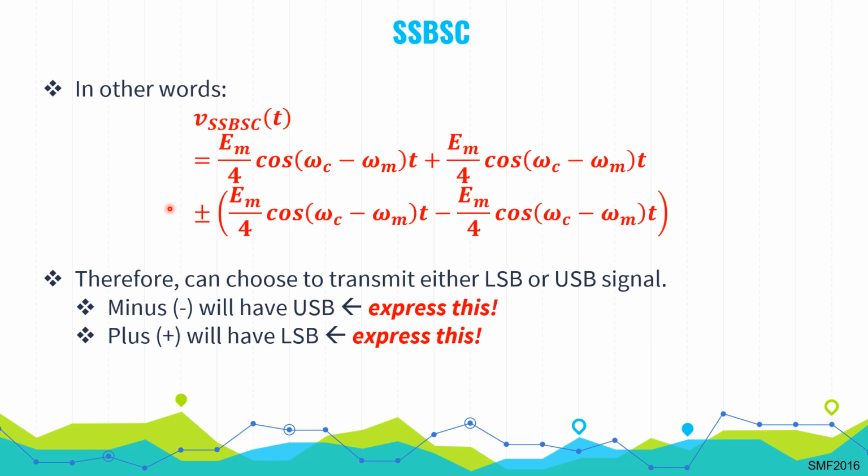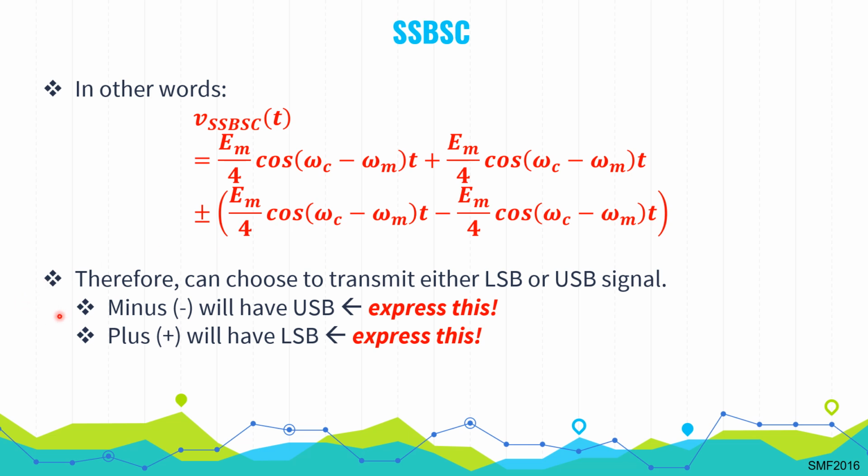This can be further simplified to V sub SSBSC of t is equal to E sub m divided by 4 cosine of omega sub c minus omega sub m times t plus E sub m divided by 4 cosine of omega sub c plus omega sub m times t plus or minus E sub m divided by 4 cosine of omega sub c minus omega sub m times t minus E sub m divided by 4 cosine of omega sub c plus omega sub m times t.